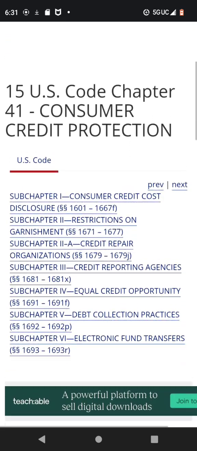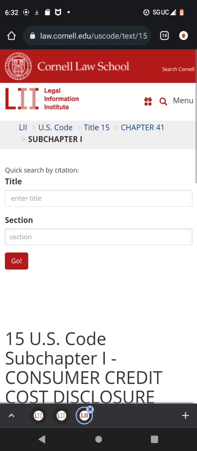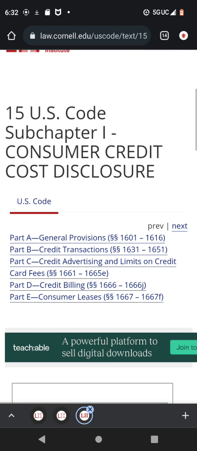And here you go, you guys. All right. Consumer credit cost disclosure, restriction on garnishment, credit repair, credit reporting agencies, equal credit opportunities, debt collection practice, electronic fund transfer. Now, as you guys know, consumer credit, that is Truth in Lending. Let's just go there once again.